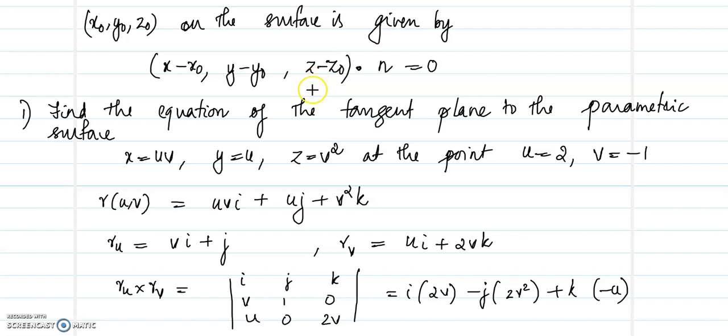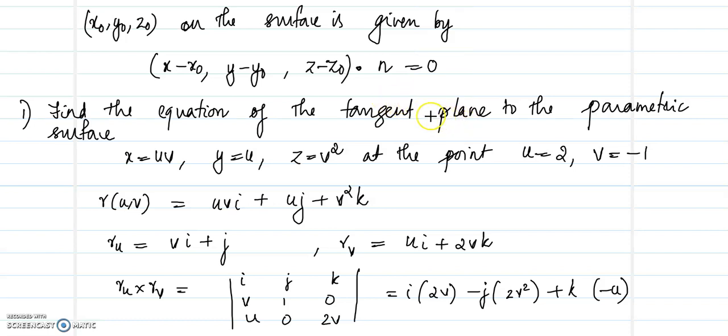So the equation of the tangent plane to the surface in parametric form will be obtained by taking the dot product (x minus x naught, y minus y naught, z minus z naught) dot n equal to 0. So let us look at an example for finding the equation of the tangent plane.